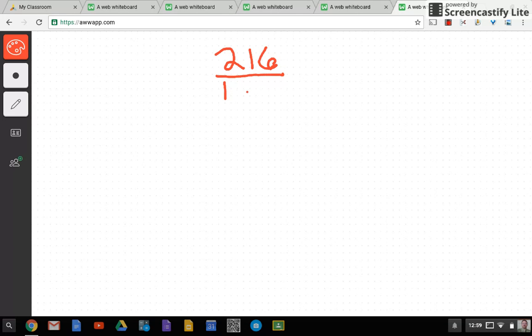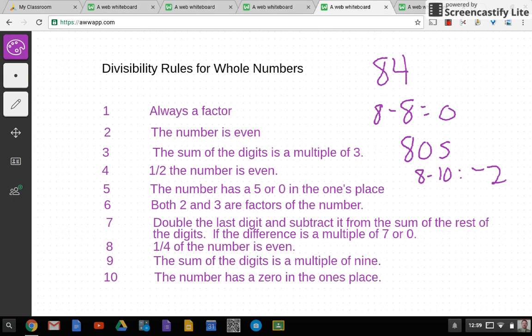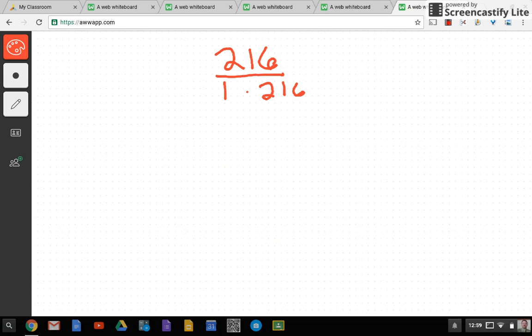So 1 times 216. Now, since this is an even number, I know that 2 is going to work. So if you know what half of 200 is, it is 100. Half of 16 is 8, so that would be 108. Now this is going to come into play in just a little bit, this 108.